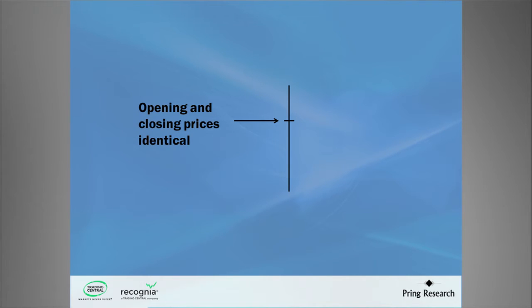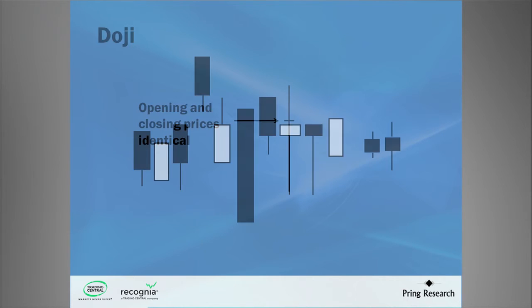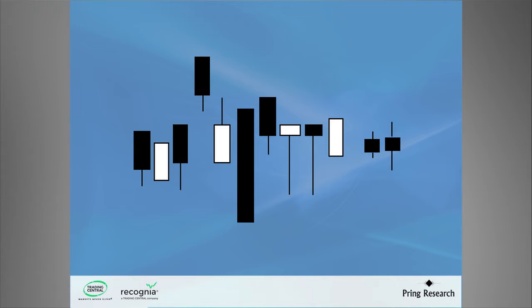The interpretation of dojis depends on the context in which they appear. Since the opening and closing prices are identical, a doji represents a session of indecision. When they appear in trading ranges, they reflect an environment in which buyers and sellers are temporarily in balance. They're therefore of very little significance. However, when dojis appear after an advance or decline, the appearance of a more balanced state between supply and demand is a vital clue that the trend may be about to change.